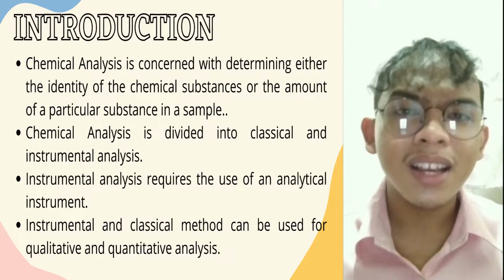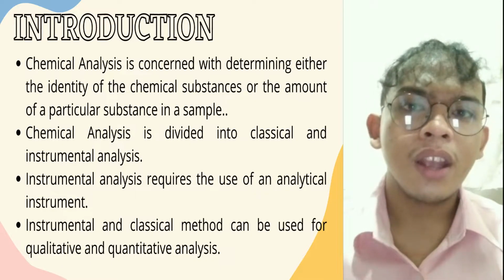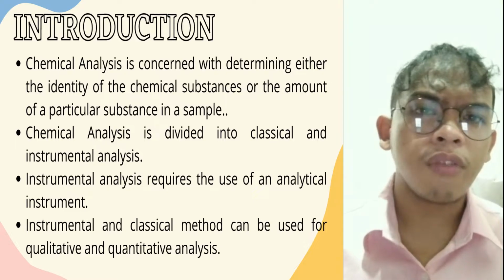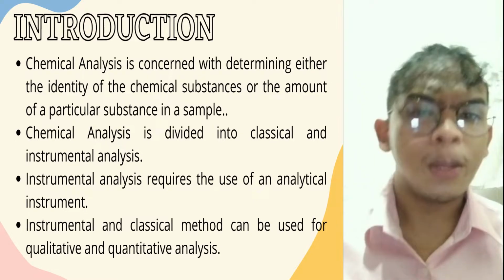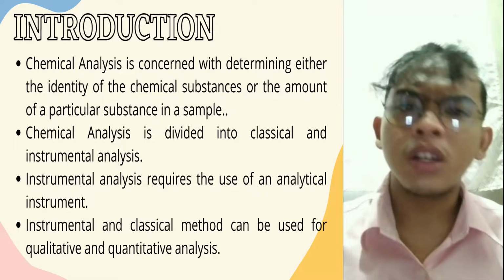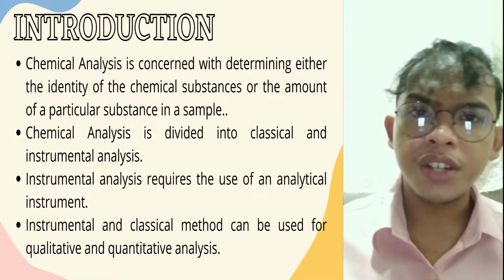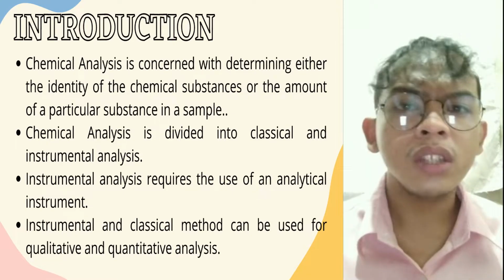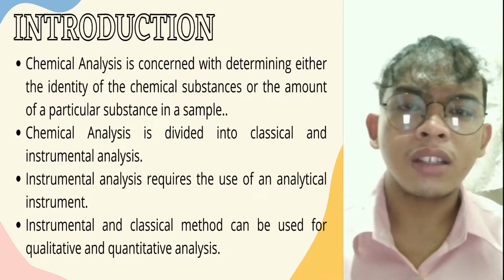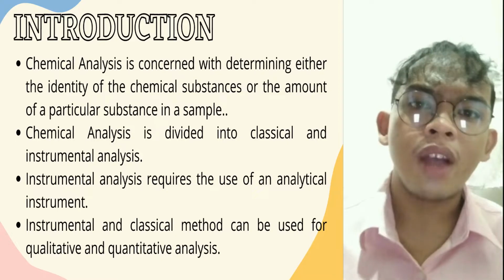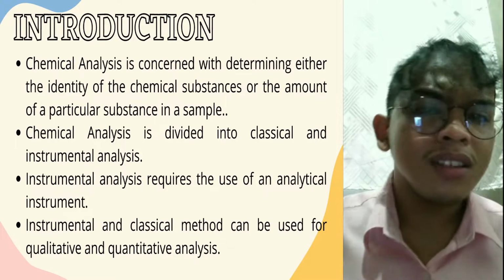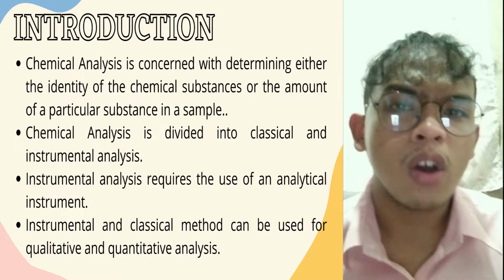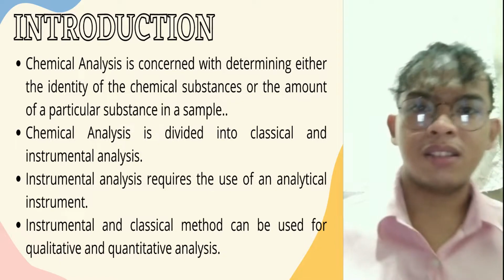We have the classical and instrumental analysis. Classical or non-instrumental analysis requires the use of chemicals, a balance, calibrated glassware, and other laboratory apparatus such as beakers, burners, funnels, and flasks. Great examples of classical analysis are precipitation, distillation, and titration, which is also one of the classical methods of analysis.